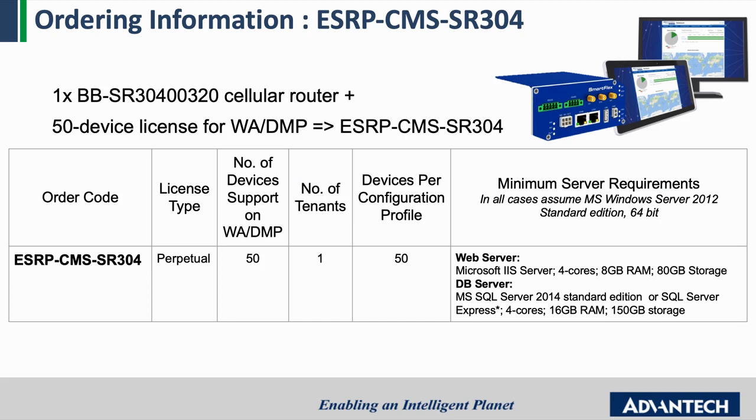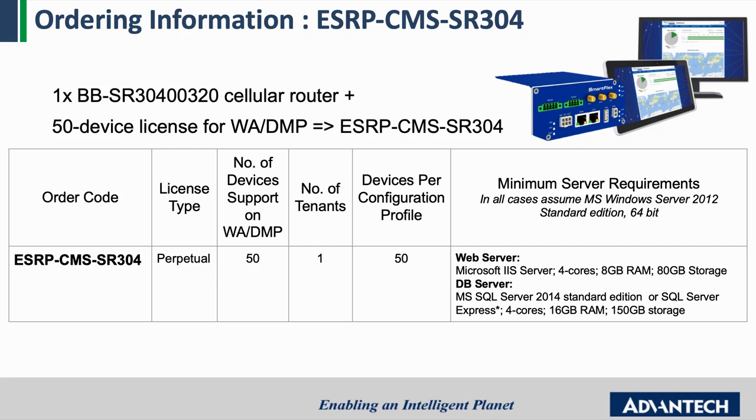In this bundle, we have one ESR304 cellular router. We have a 50 device license for WebAccess DMP, which means that you can have up to 50 routers in your configuration. You are allowed to have only one tenant in this particular instance of the software, and you can manage all of those routers. If you have up to 50 of them connected, you can manage all 50 of them in a single configuration or group profile. The minimum requirements to install the software are shown on the right.